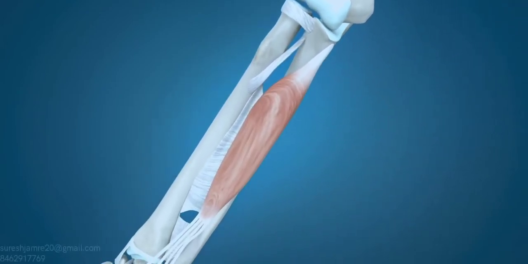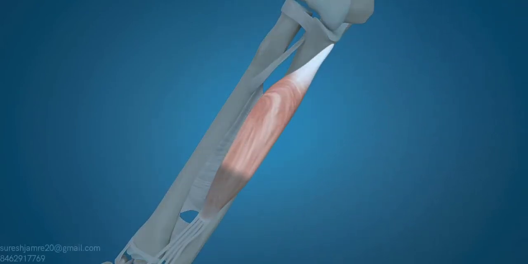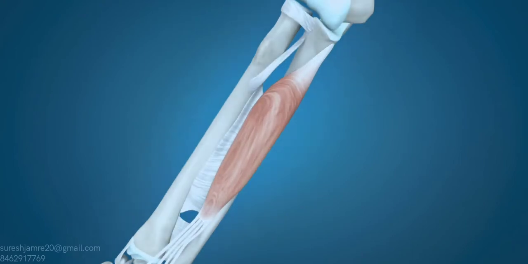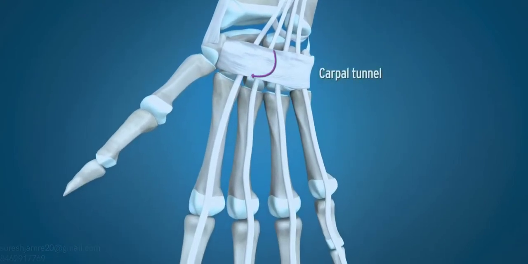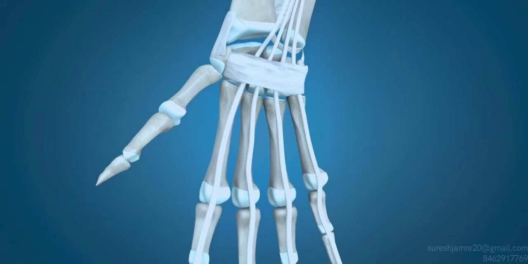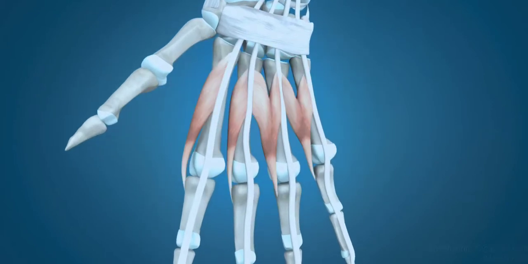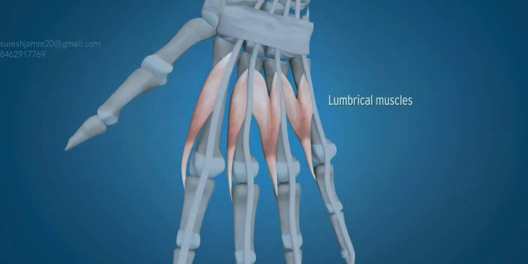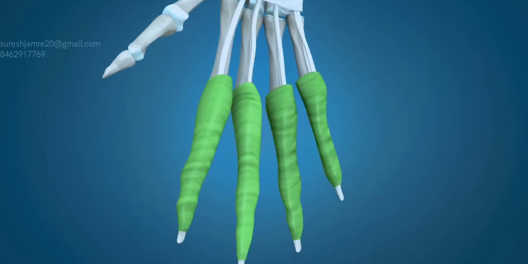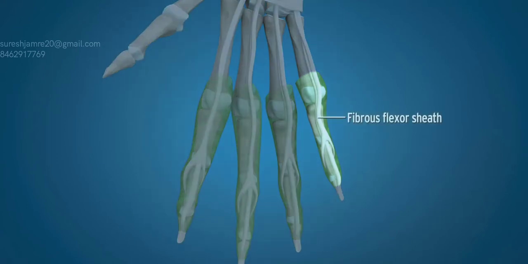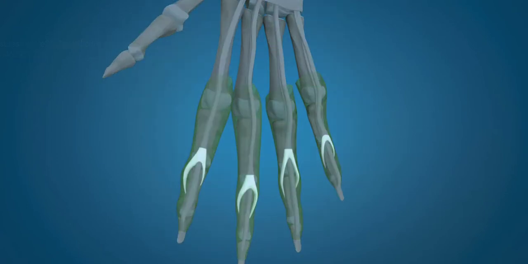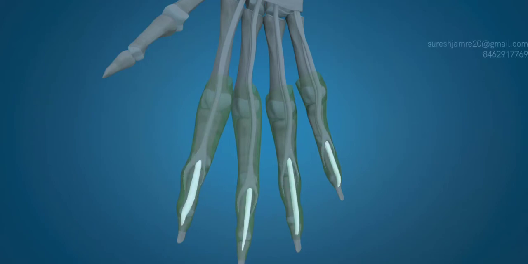The muscle belly of the profundus divides into 4 tendons in the lower part of the forearm. The tendons pass in the carpal tunnel and are enveloped by the common synovial sheath, also known as the ulnar bursa. In the palm, the tendons give origin to the lumbrical muscles of the hand. Insertion: each tendon enters the fibrous flexor sheath, passes between the 2 slips of the flexor digitorum superficialis tendon, and is inserted into the base of the distal phalanx of the medial 4 digits.